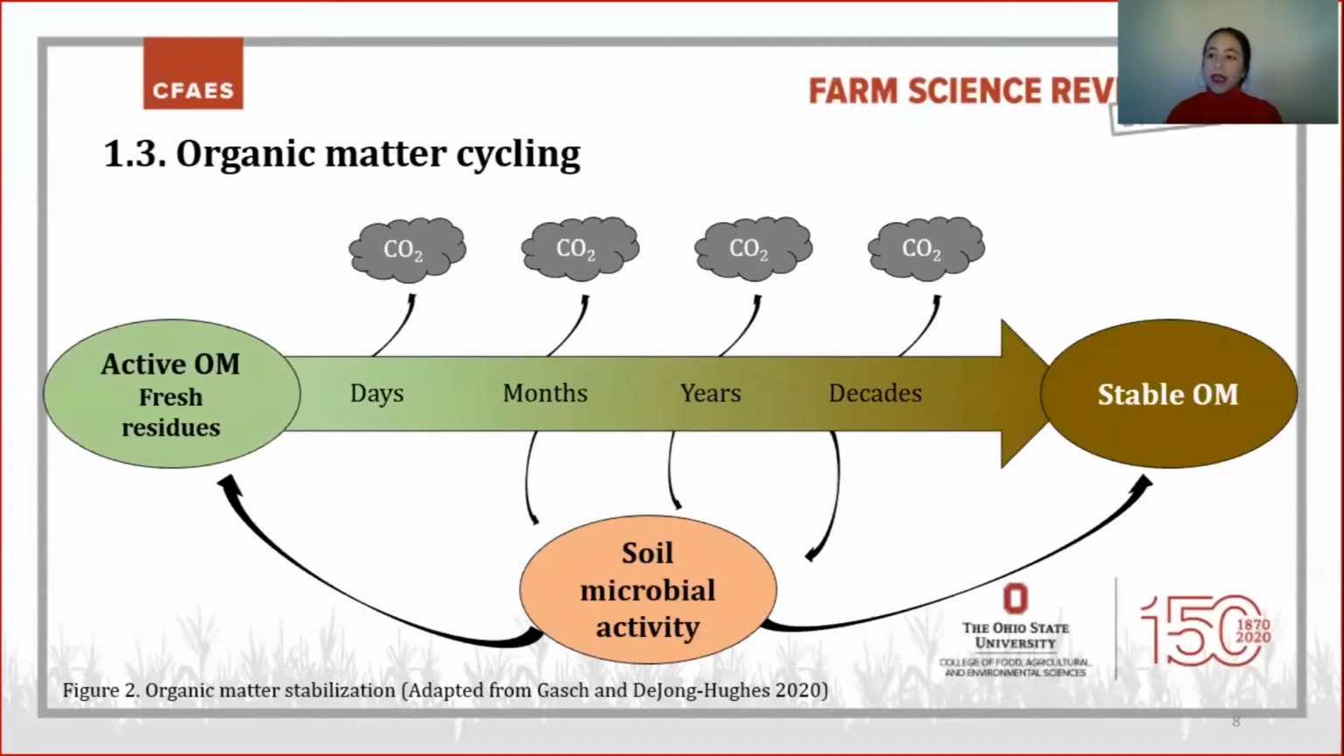Now, organic matter cycling is basically the breakdown and the decomposition of organic matter. So as we discussed previously, we start with the fresh residues, which is the active organic matter, the active and labile fraction. And then over time, we reach the point of stable organic matter. Now, all of these processes are done thanks to soil microbial activity. And then as part of their natural metabolic processes, they emit CO2 into the atmosphere. So this basically sums up the 3 fractions of organic matter. We start with active organic matter, and then we reach the stable organic matter.